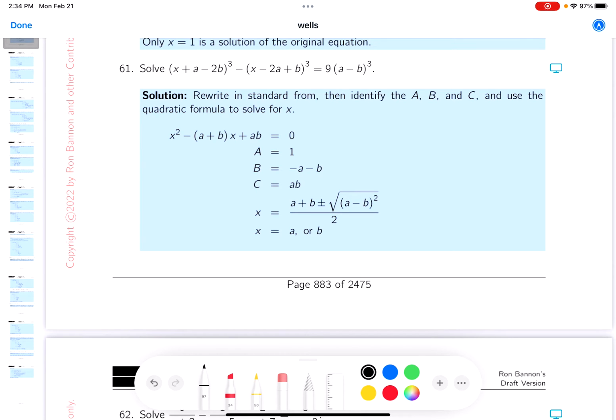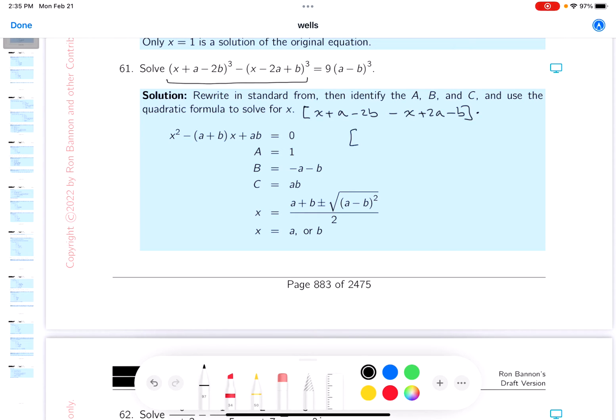Okay, let me start on the path to doing this problem over here. And what I notice is this thing right over here is the difference of perfect cubes. And I realize it's really tough to write this stuff down, but what are you going to get? You're going to get x plus a minus 2b minus x plus 2a minus b. Now, of course, that's just the beginning part of it.